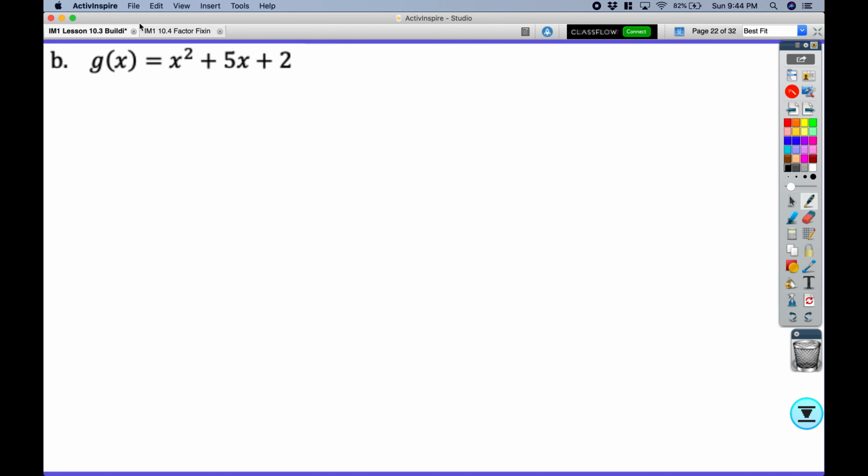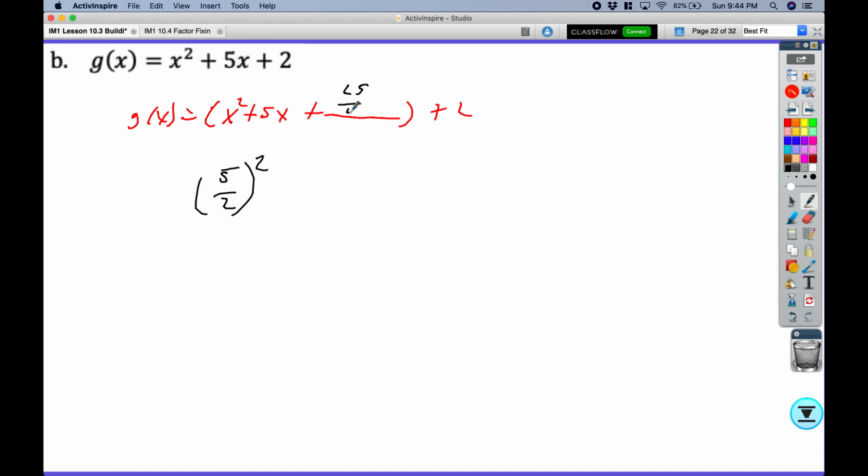All right, so let's go ahead now and look at this one. What if it's a 5? Well, no problem. We can still solve it the same way. So first off, I'm going to have g of x equals parentheses x squared plus 5x plus some mystery blank number plus 2. So then to get my c value, I'm going to take this 5 and divide it by 2. Now I'm going to take it to the second power, which will give me 25 over 4.